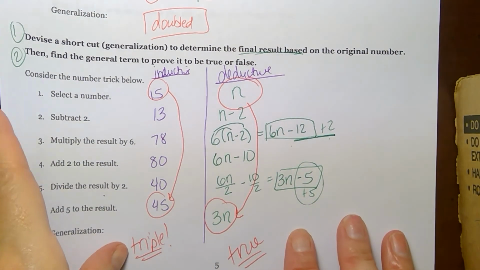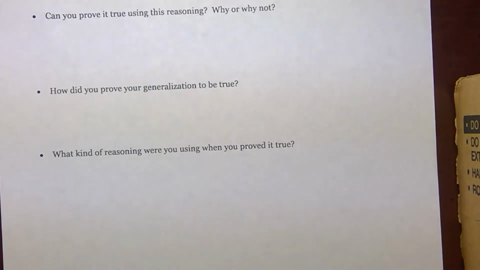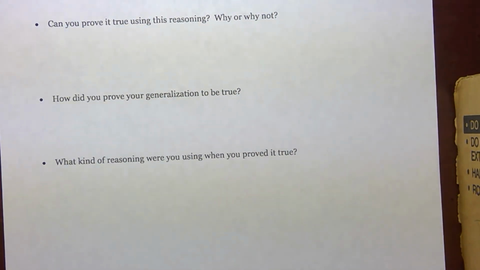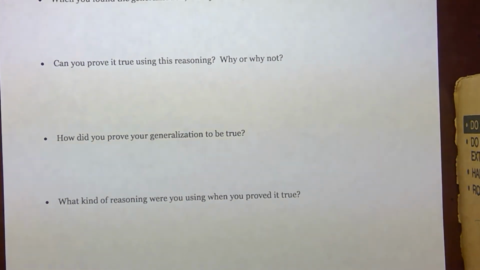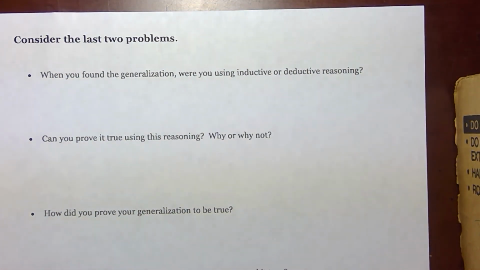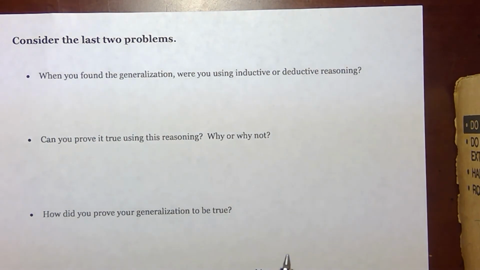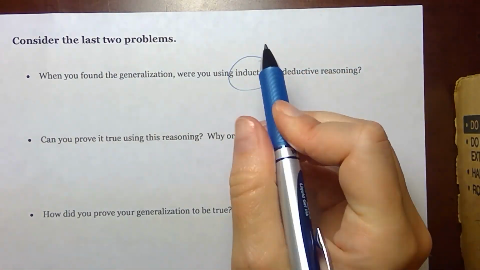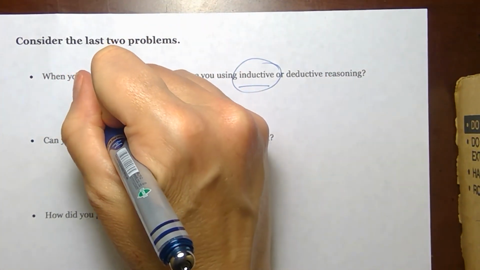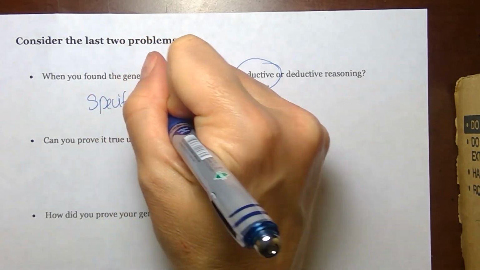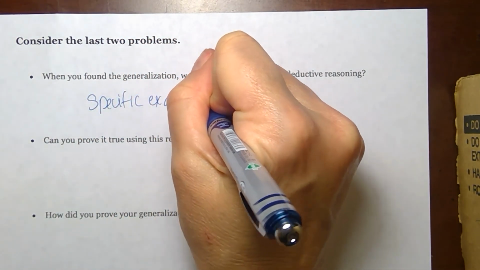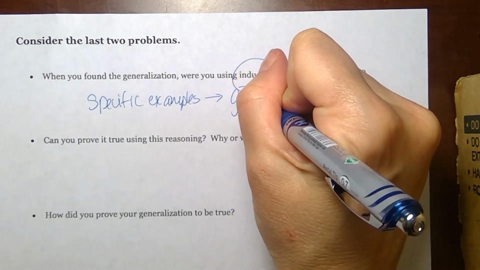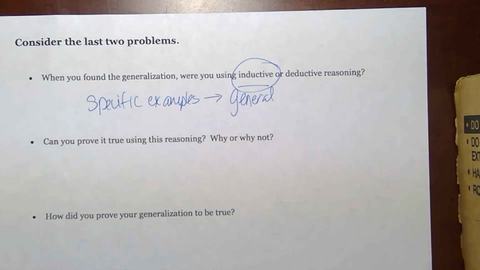Okay, last page. Consider those last two problems that we just did. We did the inductive method and then the deductive method. When you found the generalization, which way were you reasoning? Well, when we start with specifics and find a generalization, we're using inductive reasoning. We go from specific examples to a general conclusion. That is inductive.